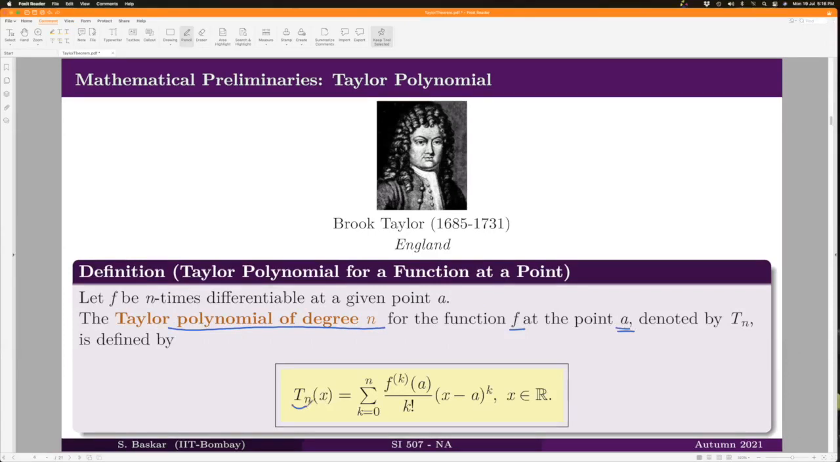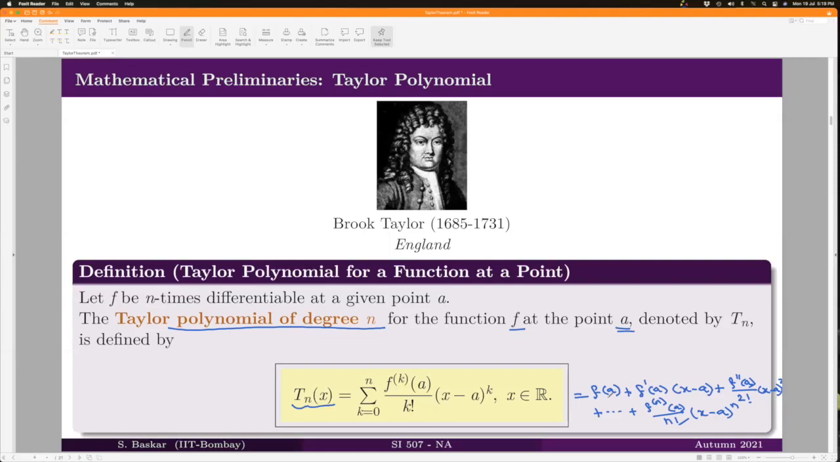Generally, it is denoted by Tn, which is given by f(a), that is the constant term, plus f'(a) times (x minus a), plus f''(a) by 2 factorial times (x minus a) squared, plus it goes on till the nth term, f^(n)(a) by n factorial times (x minus a) to the power of n, right?